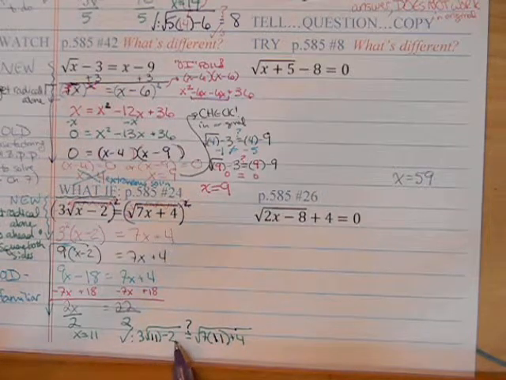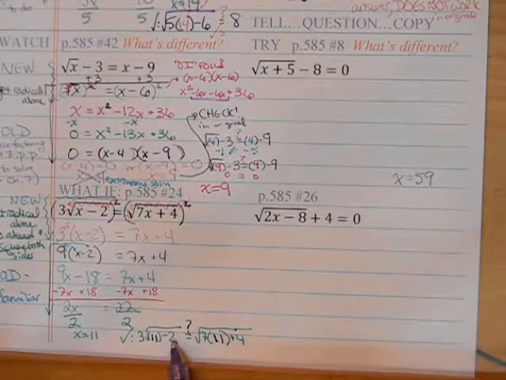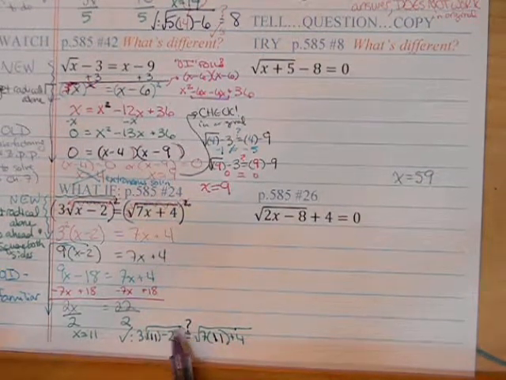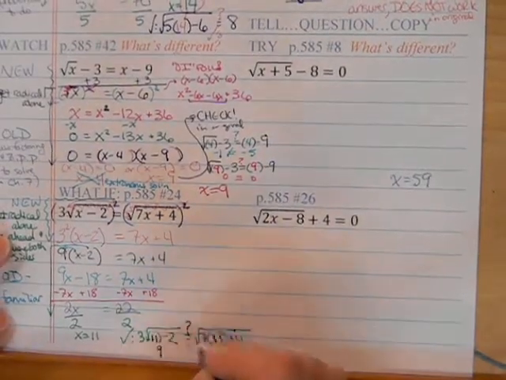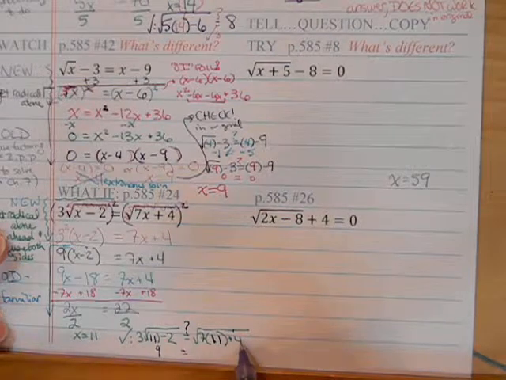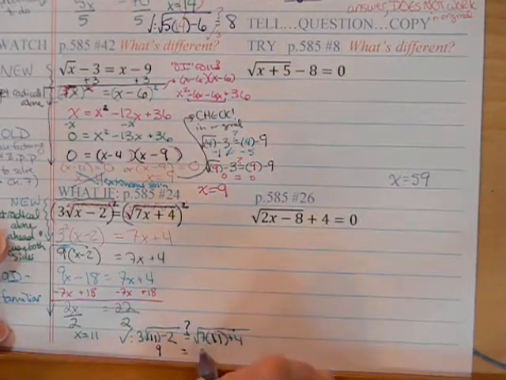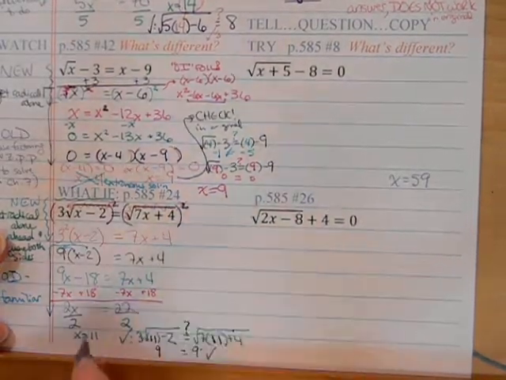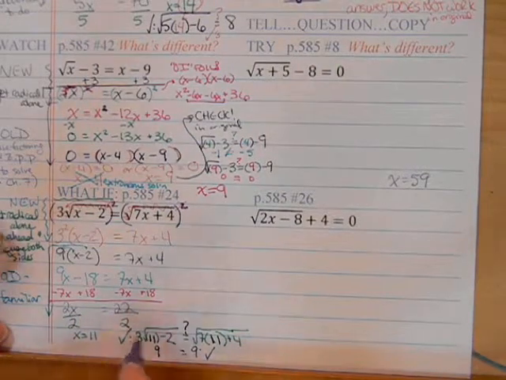So 11 minus 2 inside the radical is 9. Square root of 9 is 3. 3 times 3 is 9. So that's what I get on the left. 7 times 11 is 77. Plus 4 is 81. Square root of 81 is 9, so it does work, it checks. So our answer is x equals 11.